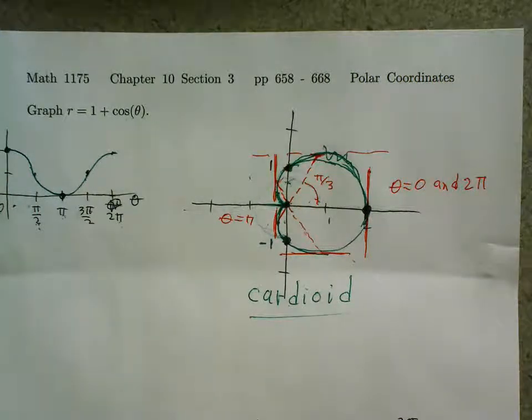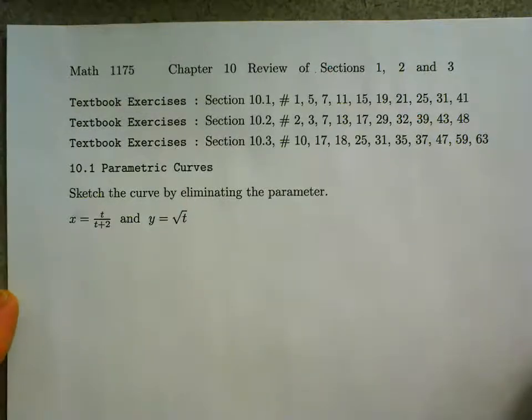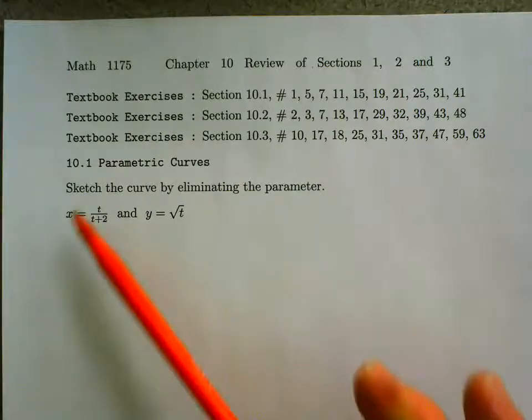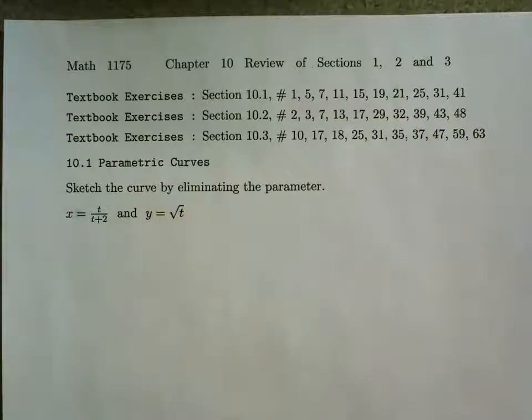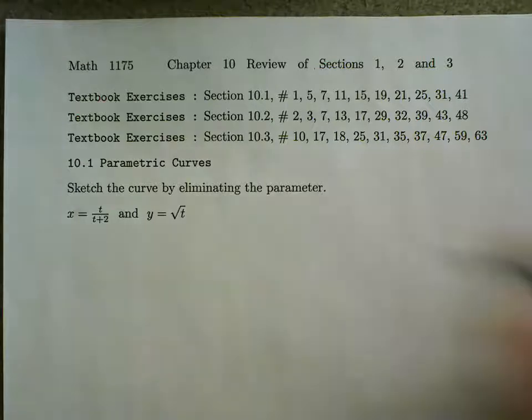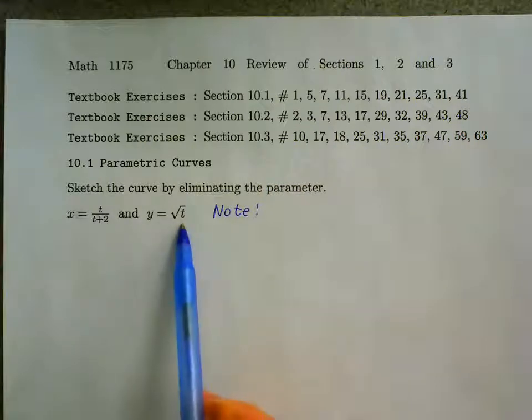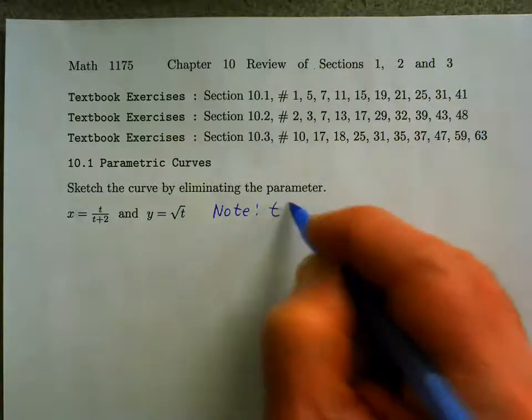Okay, we are almost out of time. We can at least look at the first problem on the review for sections 1, 2, and 3. So this one says, sketch the curve by eliminating the parameter. But first, note, since y equals the square root of t, t must be greater than or equal to 0.